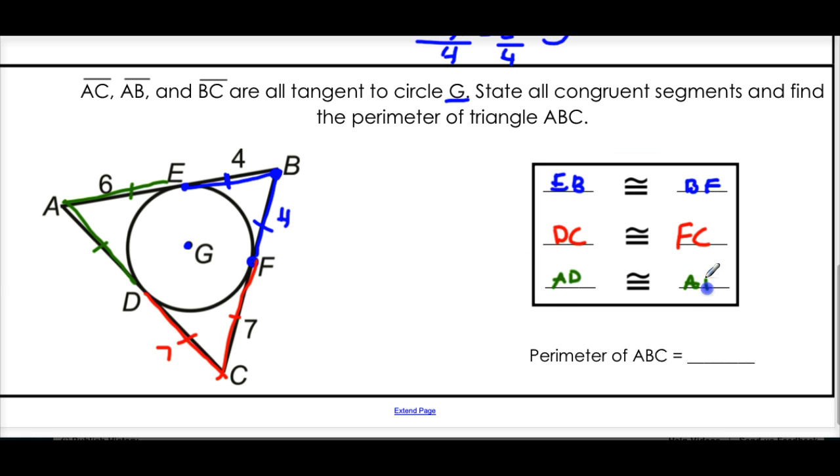Is congruent to AE. All right, so if this is 6, this is 6. Well, now we can find the perimeter. How? Well, to find the perimeter of ABC, we know all the side lengths. We just do that by adding these two together.